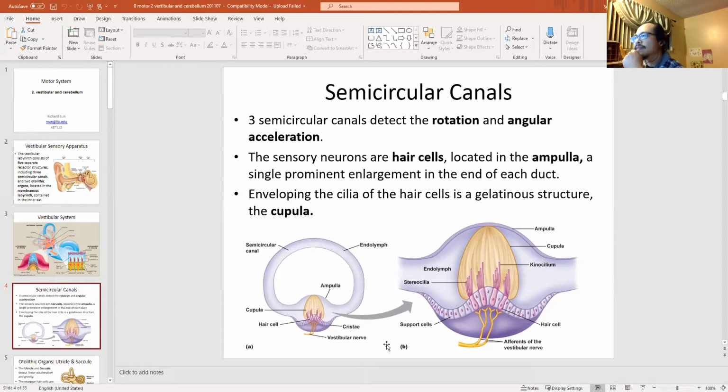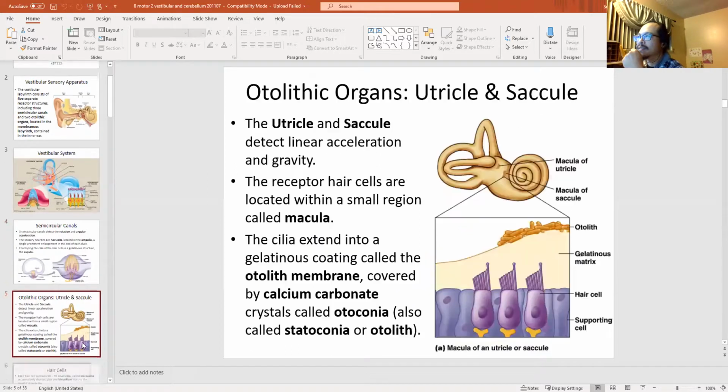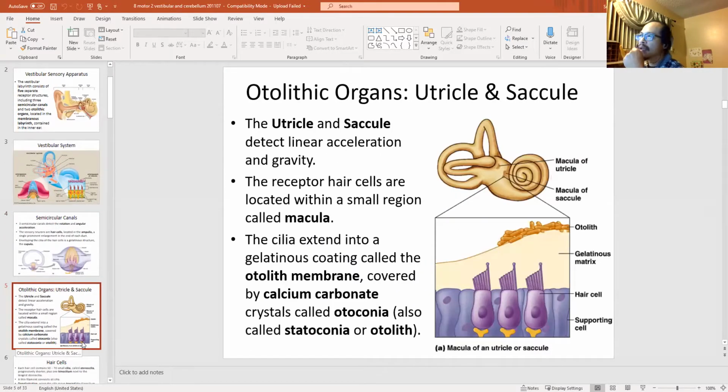So that's that. As for the two otolithic organs, we have the utricle and the saccule.